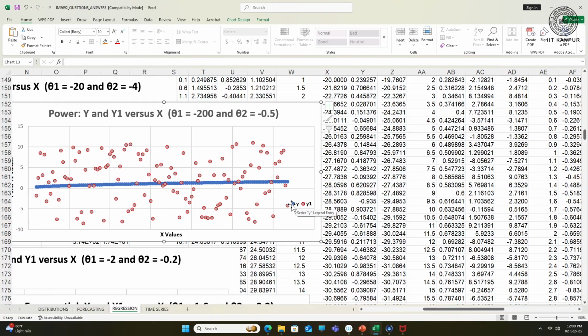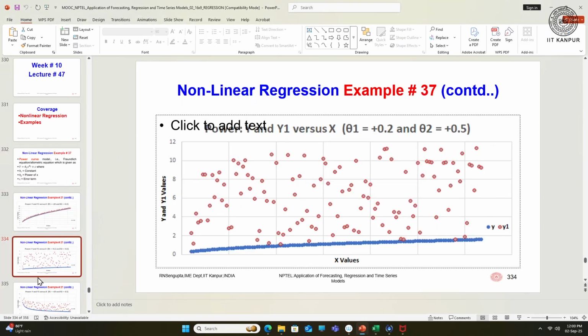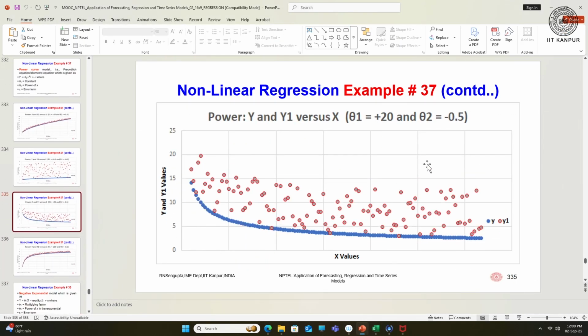So, here y is the best fit line, the blue one, and the red one, y 1, is basically the actual data, which is for the simulation case. If you remember, I have just added or subtracted depending on whether the error is positive or negative. I have done it for the case with y and got these simulated data points. Now, if I go back to the value of theta 1 as 20 and theta 2 as minus 0.5.